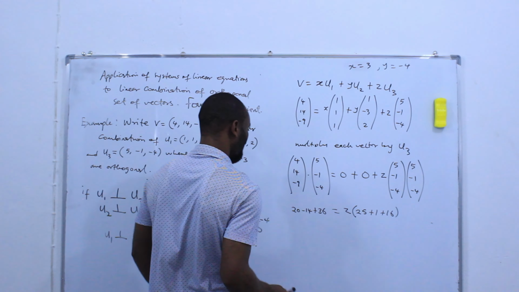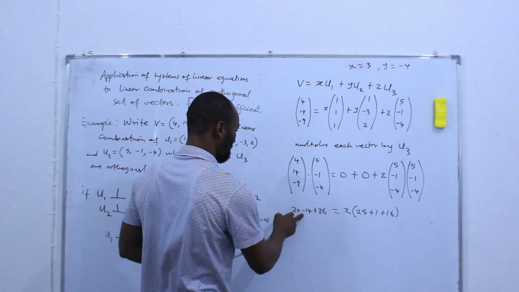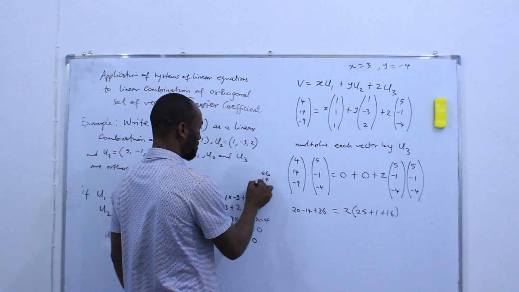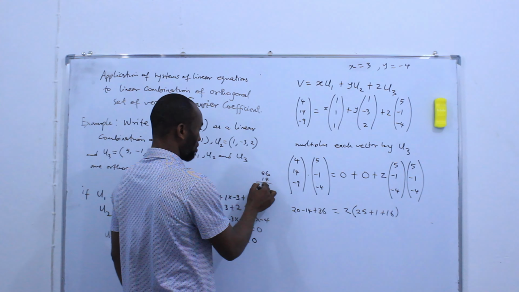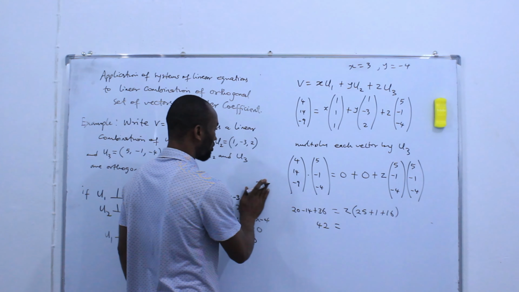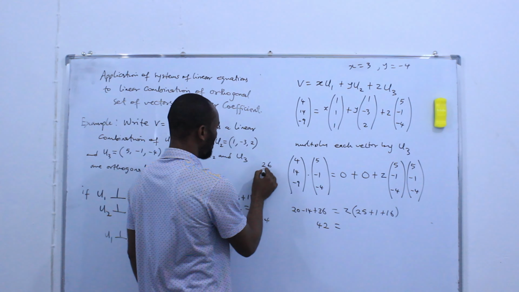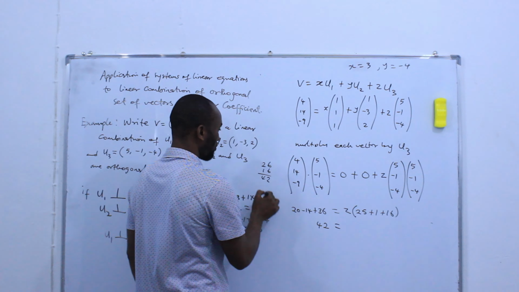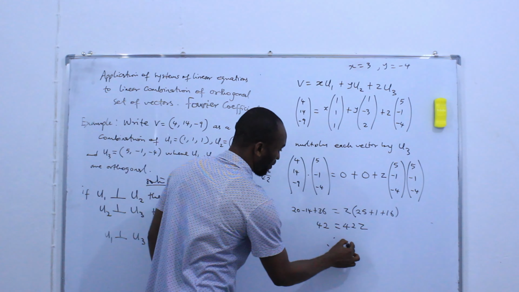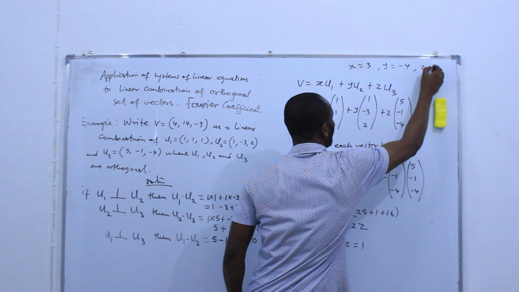So when we add this up together, we have 56 minus 14, which will give us 42. We have 42 is equal to, let's add up here, 26 plus 16 gives us 42. We have 42z. Therefore, our z is equal to 1. So our z is equal to 1.